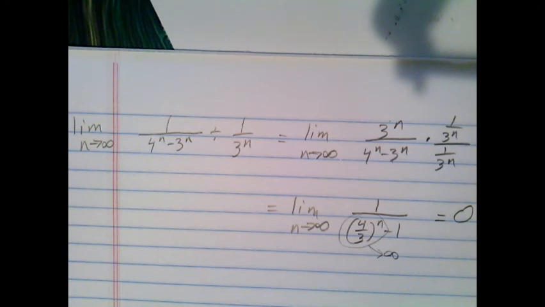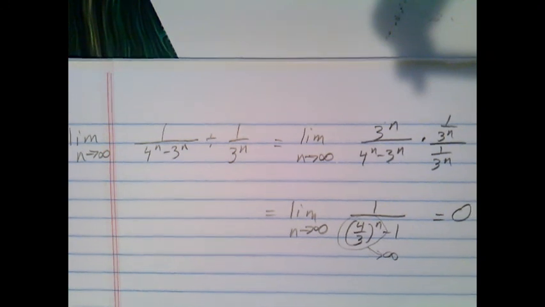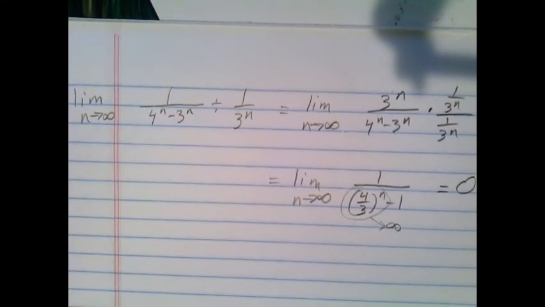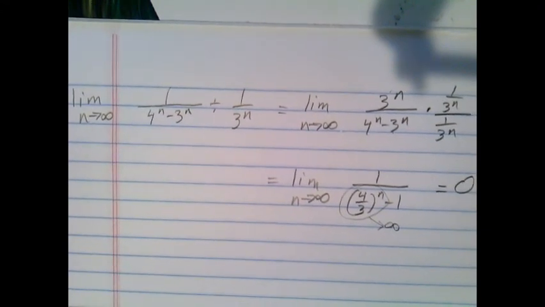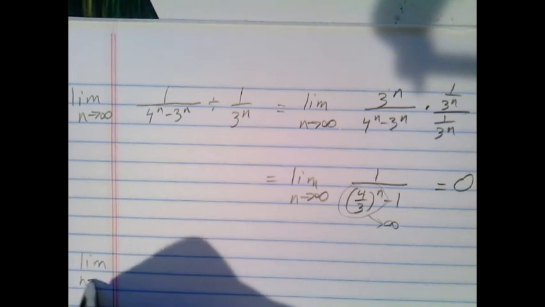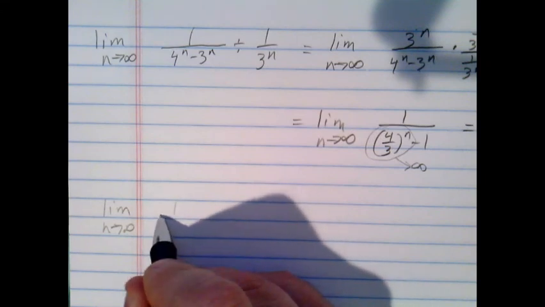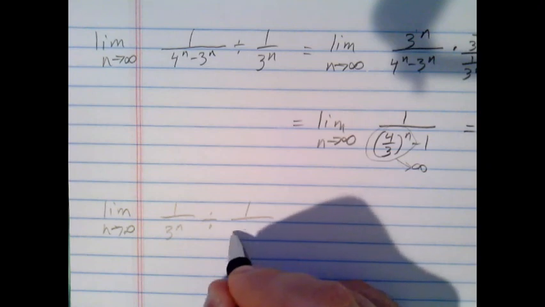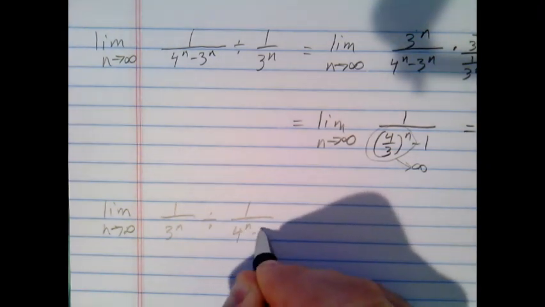Now, sometimes you might have it ordered the other way. So what if I had ordered it the other way? With the 1 over 4 to the n, it wouldn't have actually changed our conclusion. We would have gotten a limit of 2 instead of 1/2. But with this one, it makes a difference. So let's just say, for the sake of argument, that I had ordered it differently: 1 over 3 to the n divided by 1 over 4 to the n minus 3 to the n.